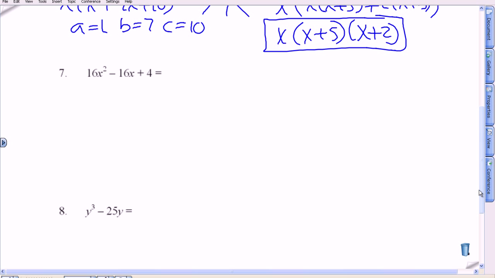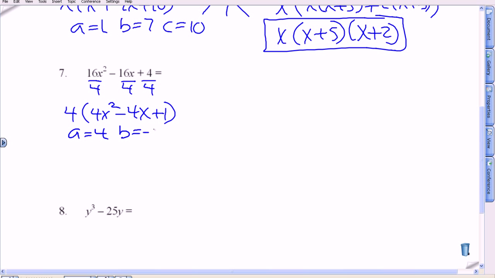Alright, take a look. We have a GCF here of 4. I'm going to take that out. That'll be leaving us with 4 times 4x squared minus 4x plus 1. A is 4, B is negative 4, C is 1. So for my puzzle, factors of AC, A times C is 4. They add up to be B, which is negative 4. That's going to be negative 2 and negative 2.